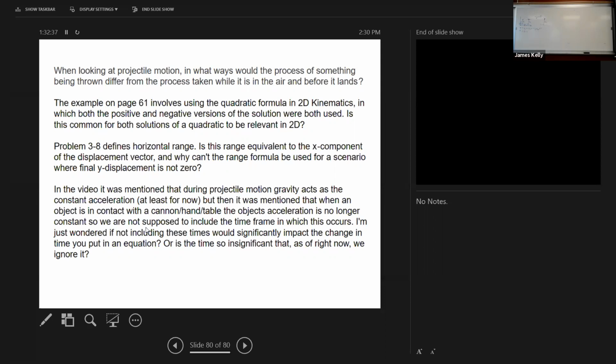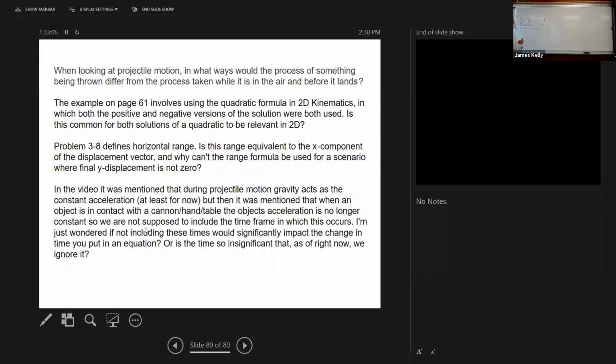Final question. In the video, it was mentioned that during projectile motion, gravity acts as constant acceleration. But then it was mentioned that when an object is in contact with a table, the object's acceleration is no longer constant, so we're not supposed to include that time frame. I just wondered if not including these times would significantly impact the change in time you put into your equation. Or is time so insignificant that as of right now, we ignore it?